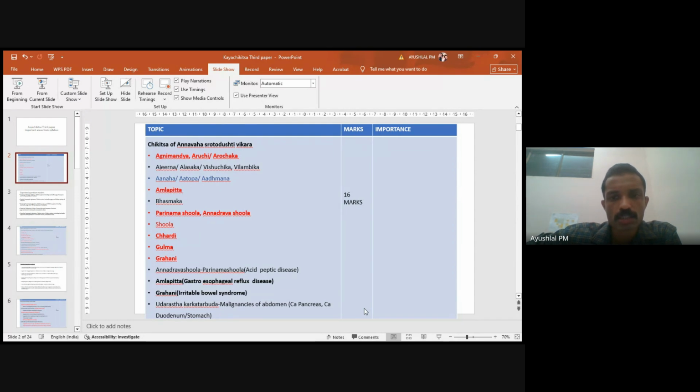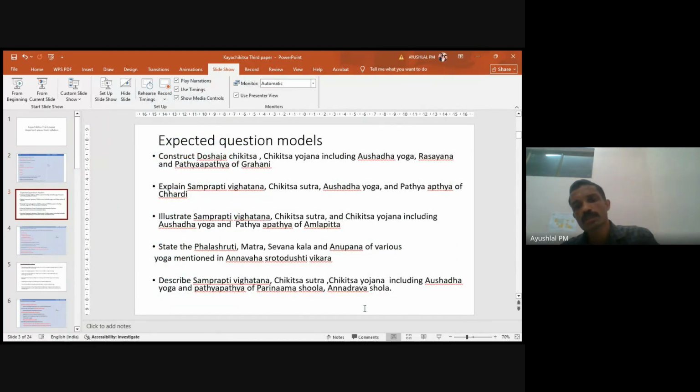So among these, you can see that some of the points I have marked in red color. These are the main areas from where we can expect questions. So I'll just show you some of the question models. If you're considering Grahani, construct Doshaja Chikilsa and Chikilsa Yojana, including Aushadha Yoga, Rasayana, and Patya Avatya of Grahani. This is taken from the syllabus itself. So even questions can be structured in the same way as given in the syllabus. So here you can see the construct Doshaja Chikilsa, Chikilsa Yojana, including Aushadha Yoga, Rasayana, and Patya Avatya of Grahani.